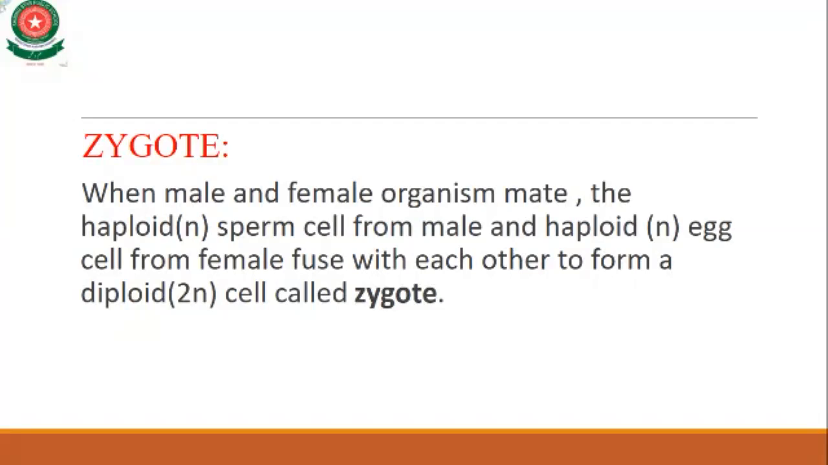The zygote is the first cell, which is the combination of two cells: the haploid sperm cell from the male and the haploid egg cell from the female fuse. When they combine together, they form a zygote. That's why we call the zygote the first cell from which the life of an organism starts.